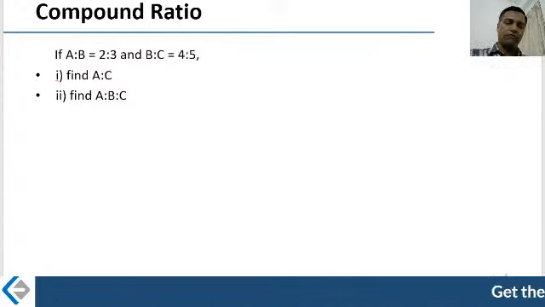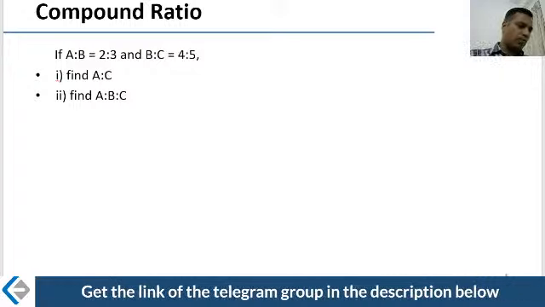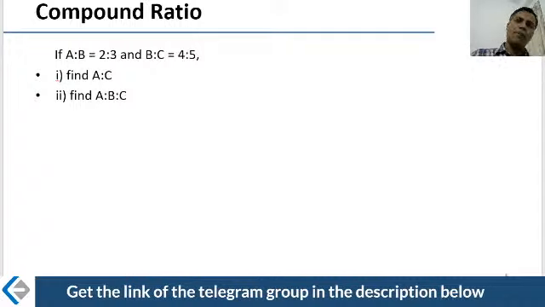Second point, compounding of ratios. That's another thing that you learn. What you learned earlier is a common ratio. Now we are talking about the compounding of ratio. And what do you mean by compounding ratio? Compound ratio of the things.